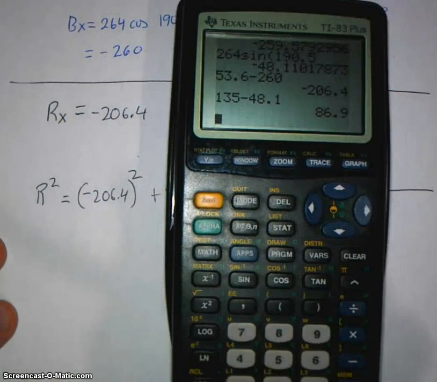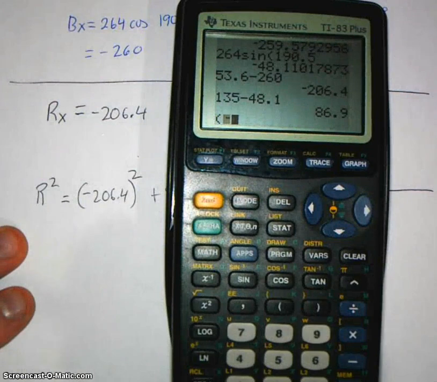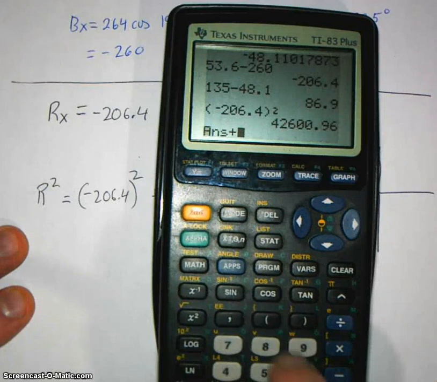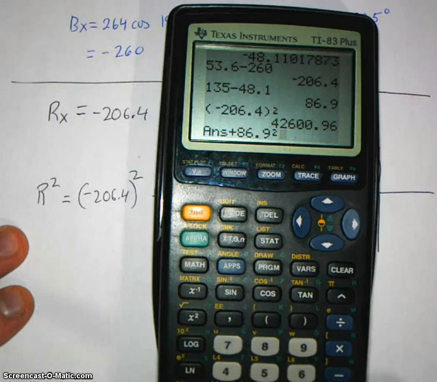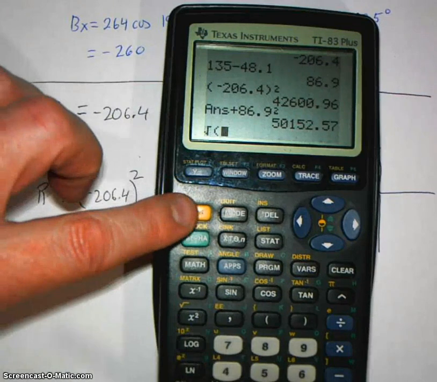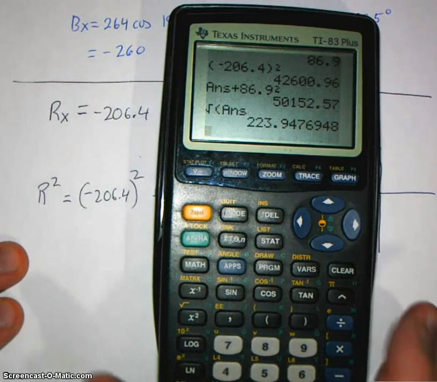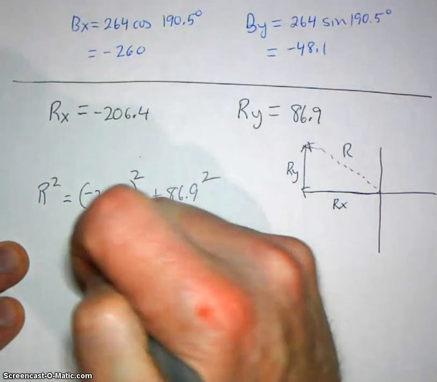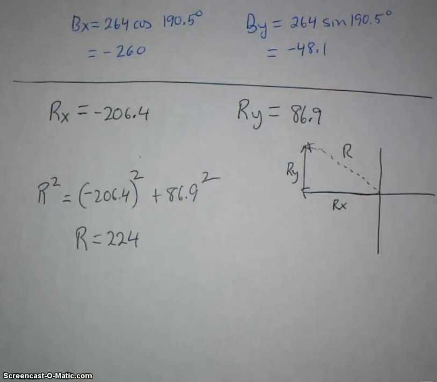All right, so I grab my calculator. Negative 206.4 squared plus 86.9 squared. Okay, and then I take the square root of that answer. So R is 224, I'm going to call it. R is 224. We're almost done. One more thing to do, that's to find the angle.